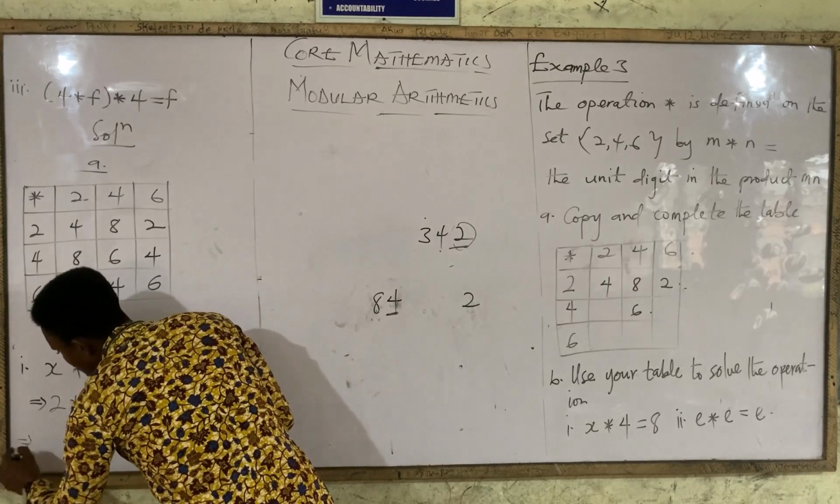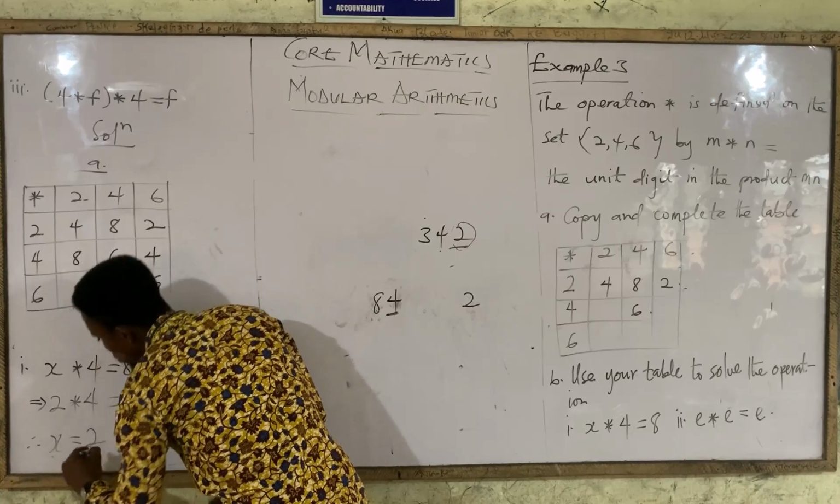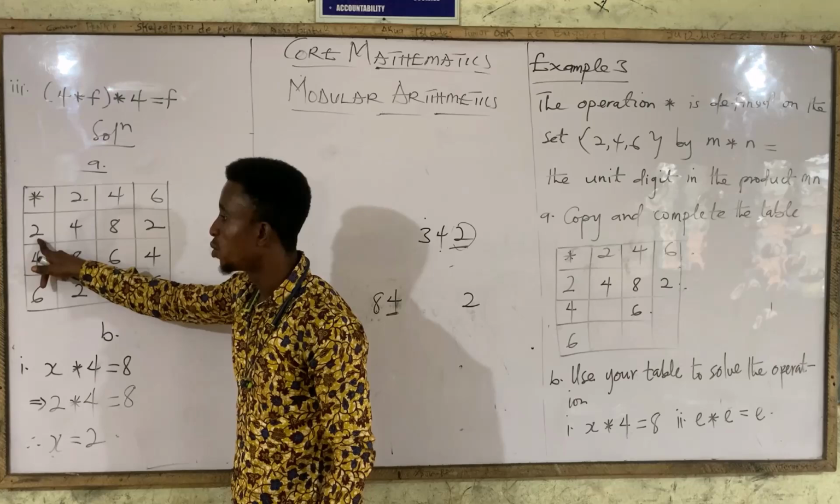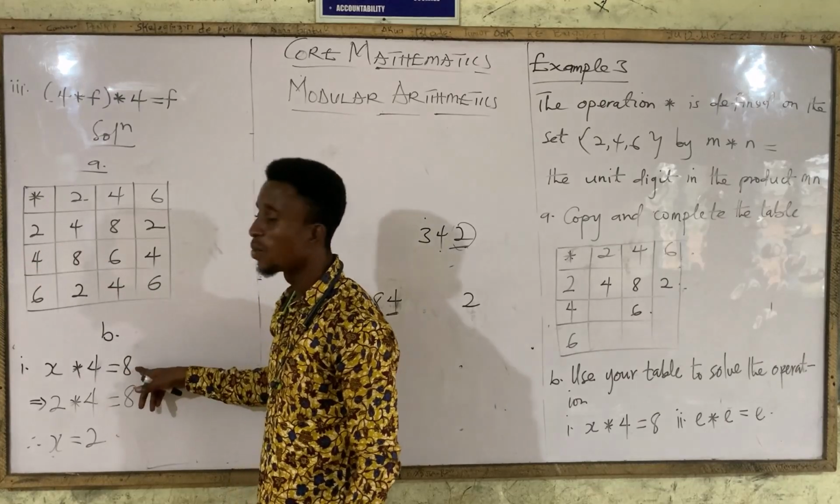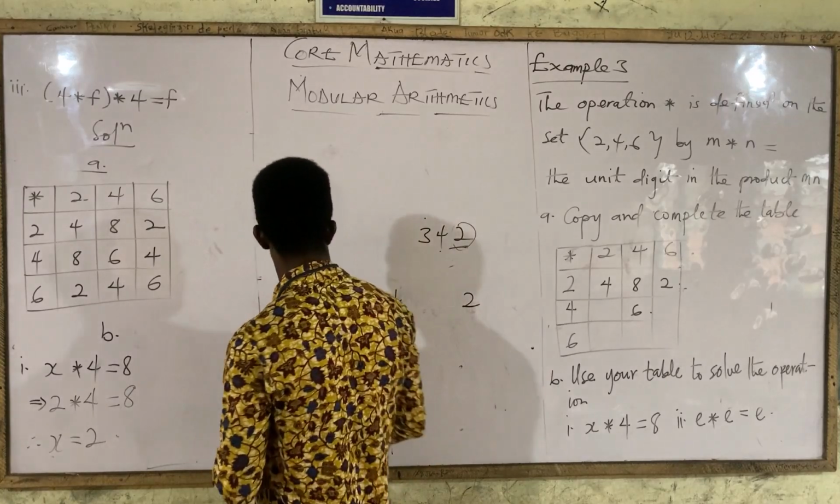So this implies that, or therefore, x is equal to 2. It is only when x is equal to 2 that we will get the answer 8. Please, are we okay? So that is that for the first one.